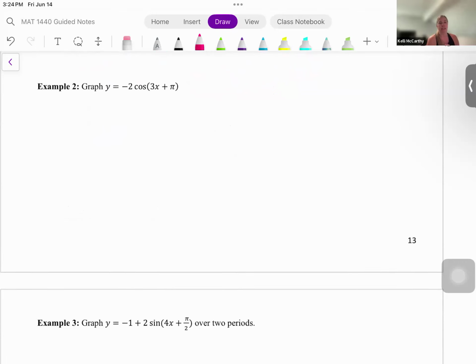Graph y equals -2 cosine of 3x plus pi. There's a lot of different transformations happening here, so let's start making some notes on them, and then we'll talk about how we're going to put these together to graph this equation. First, that 2 represents our amplitude. And we know that we're going to reflect over the x-axis.